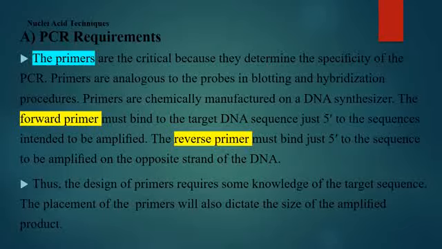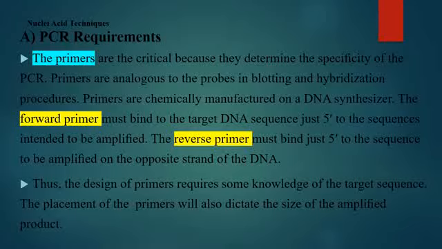Now let's look at the primers. The next useful thing we are looking at is the primers, like we mentioned in the other slide. The primers are critical because they determine the specificity of the PCR. Without a primer, you can't copy anything. It is what is required for you to know which portion of the DNA is supposed to be copied.